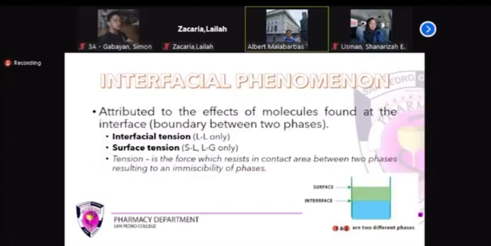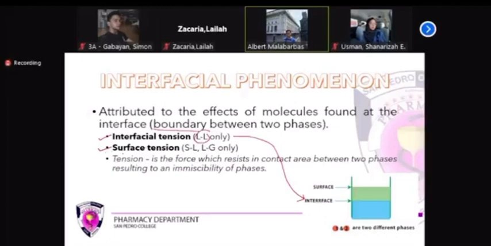Next, let's talk about your interfacial phenomena. Interfacial phenomena refers to the occurrence of a boundary between two phases. Now, there are two types of interfacial phenomena: interfacial tension and surface tension. Simplified, when we say interfacial tension, it is referring to the boundary between two liquid phases, like for example, oil and water. Oil and water will not mix with each other. So the boundary between oil and water, ang tawag natin dyan, interfacial tension.